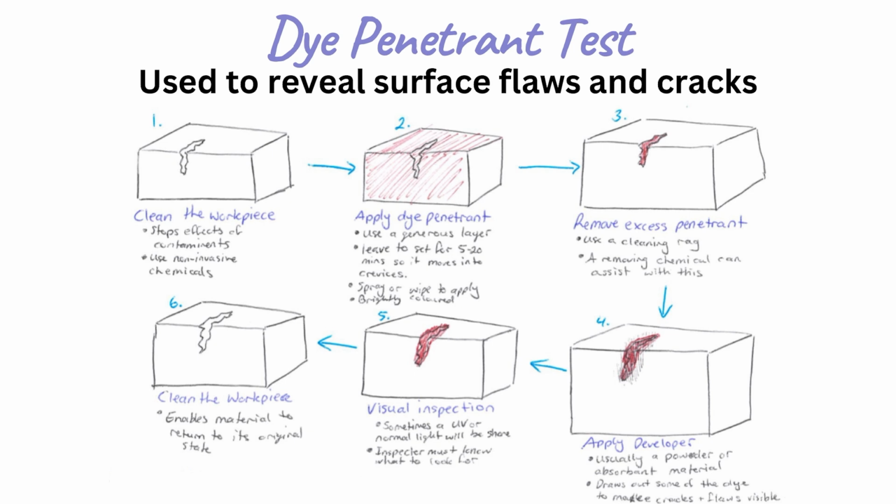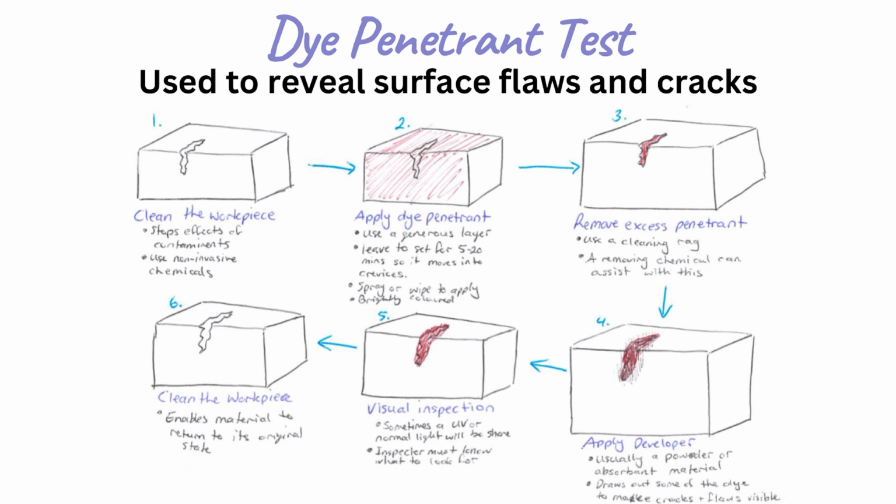So this is a liquid that is spread across the surface of the material, and it soaks into the different cracks that are present within the material. So you leave it to set for about 15 to 20 minutes so it moves into all the crevices, and then you can spray or wipe it on, and usually these are a bright colour so that it stands out in contrast to the material you're testing.